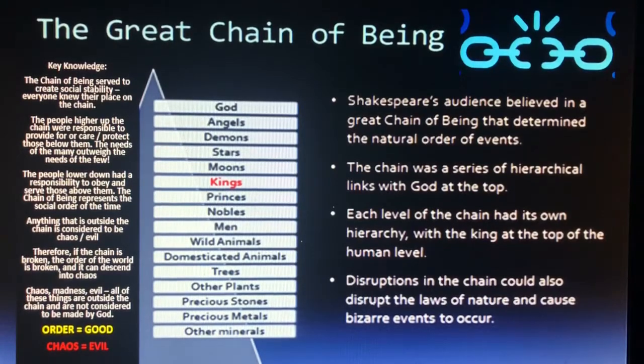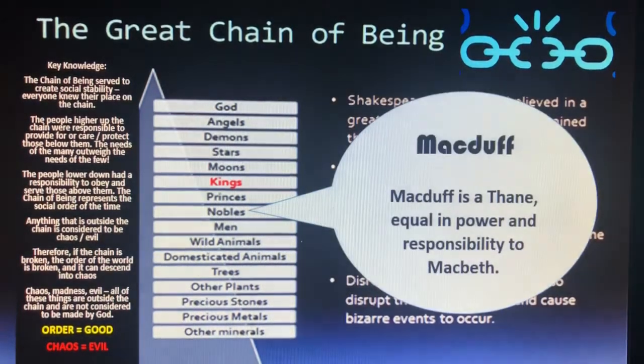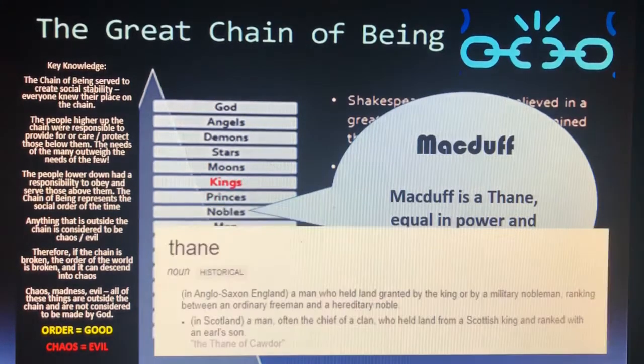As normal, it's good to know a bit about the chain of being. If there's something you're not quite sure about, please pause the video and read the information through. And Macduff is a thane, equal in power and responsibility then to Macbeth. He would come under nobles on the diagram on the board. If you're unsure what a thane is, a thane is a man who held land granted by the king or the military, ranking between an ordinary freeman and a hereditary noble. In Scotland then, a thane would actually be a chief of a clan who held land under the Scottish king.